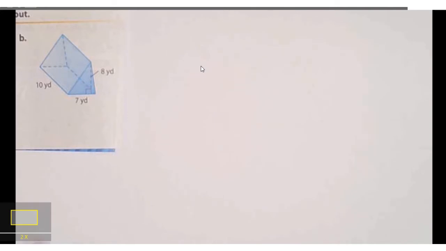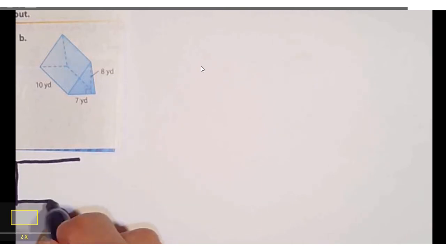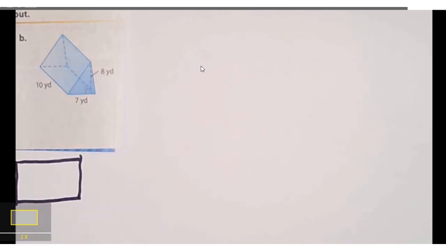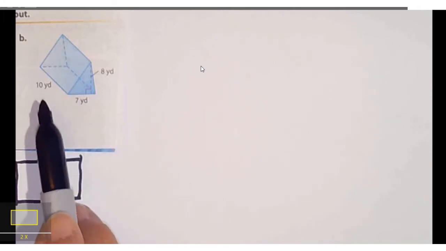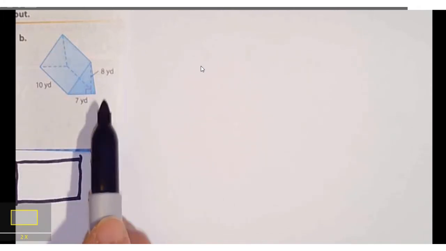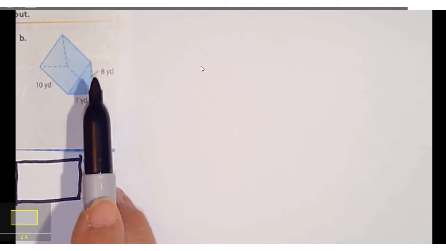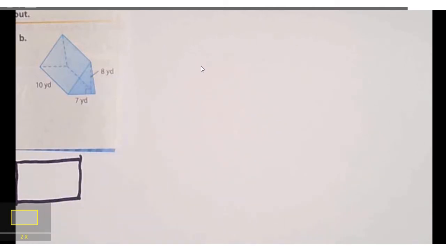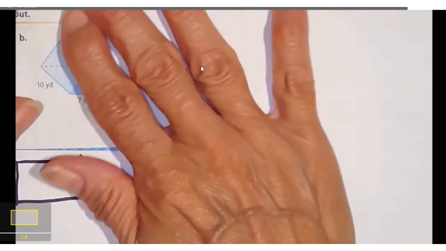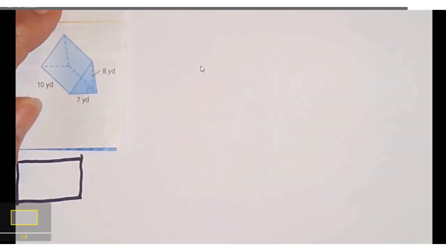prism is going to look like this. So we know that that's the bottom. Okay, so in this case, this is the bottom here, and it's 10 and 7. My height is where the right angle is, and they've identified it as 8 yards. All pretty easy, students. So now what we're going to do is we're going to go ahead and work this problem out according to the formula.